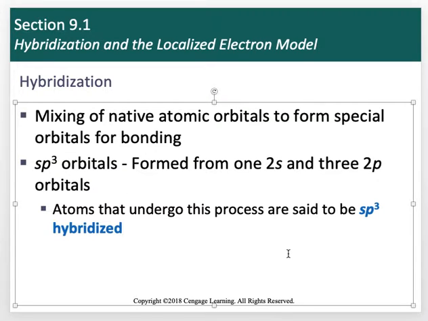Atoms that undergo this process are said to be sp3 hybridized. So we're having 1 from the s and 3 from the p. Altogether, you would count 1, 2, 3, 4 total atomic orbitals to make these 4 sp3 hybridized orbitals.